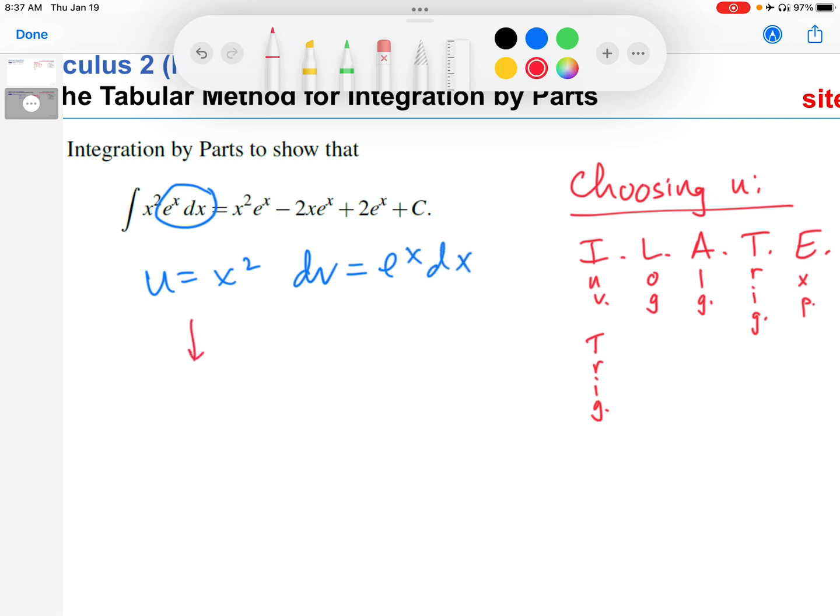Then I just do the steps involved in integration by parts. I differentiate U and find the differential, so the derivative of x squared is 2x dx. I integrate e to the x, so that is just e to the x, and again we ignore the plus C for this purpose.